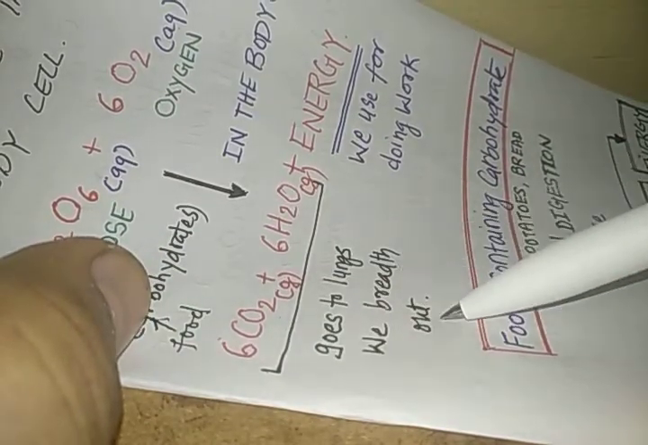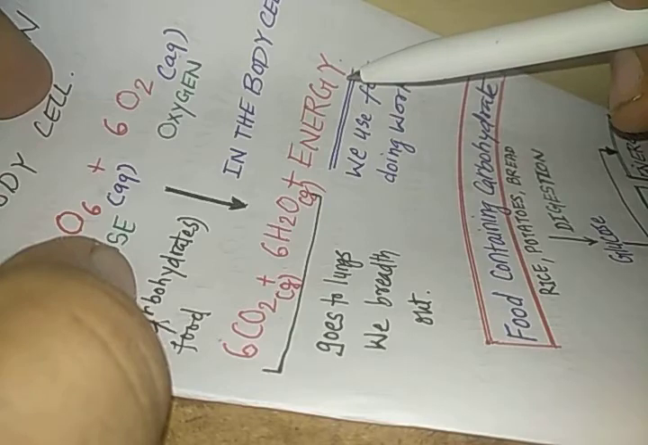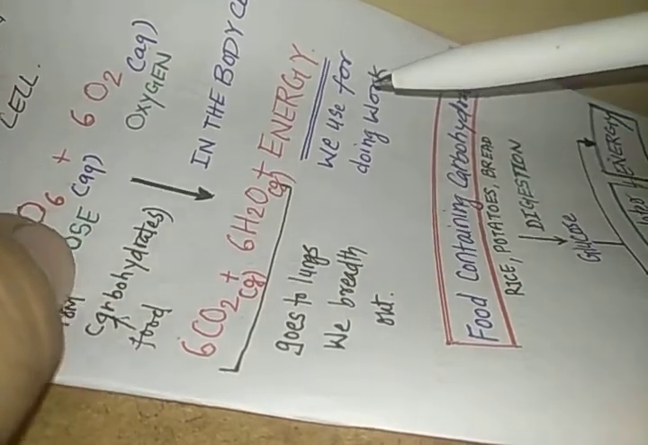What happens to these two? They go to the lungs, and we breathe them out. Along with this carbon dioxide and water vapor, energy is also produced. We use this energy for doing work.